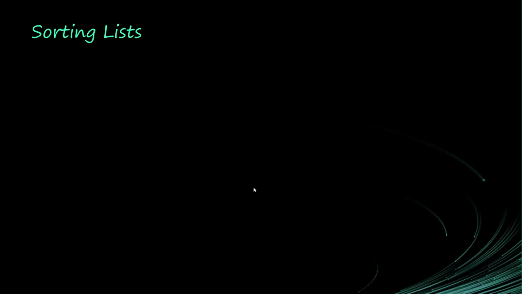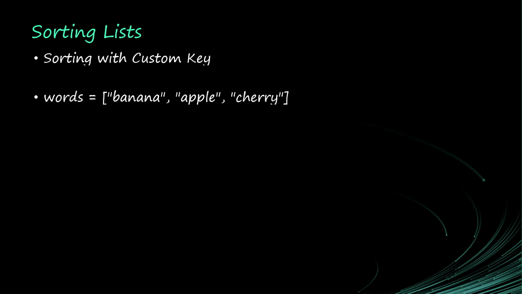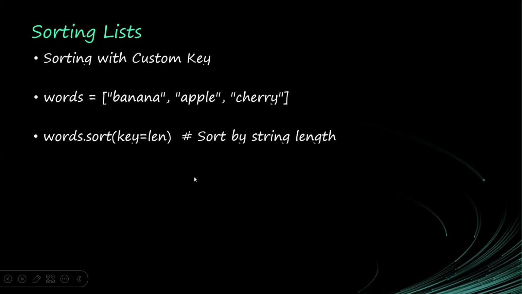So you can also sort using a custom key. Let's say you would want to sort with a custom key. Now you have this array, banana, apple, cherry. You might want to sort them based on their length. Most of these things we are showing, you might not be using them often, but as you get advanced, there might be need for you to use them. So you might want to sort them by their length.